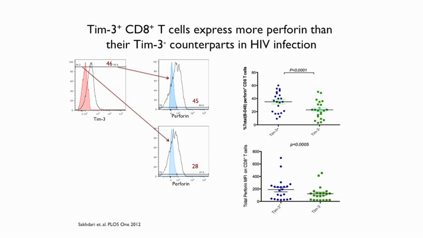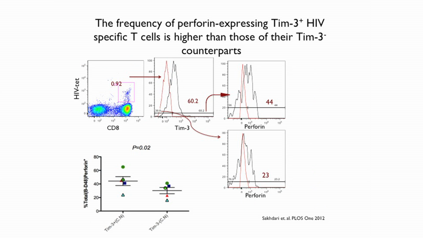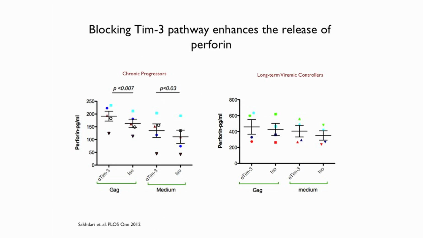So the first thing we wanted to look at was, do TIM3 positive cells actually express perforin? And to our surprise, TIM3 expressing CD8 cells express more perforin than TIM3 negative cells. This is summary data looking at either MFI or the number of perforin expressing cells. So TIM3 positive cells have more perforin than TIM3 negative cells. If you look at HIV-specific cells using tetramer staining, you see the same pattern, where the HIV-specific cells that are TIM3 positive express more perforin than the tetramer positive cells that don't express TIM3. This was a bit of a surprise to us.